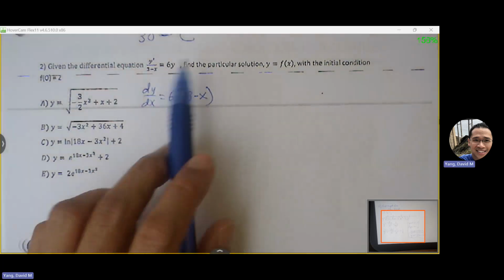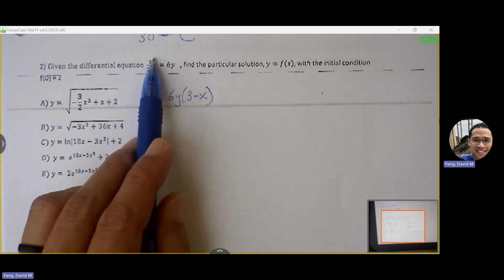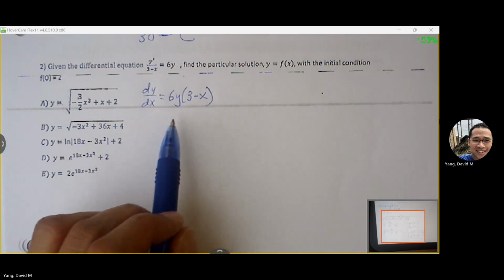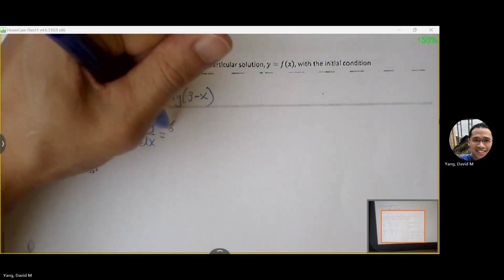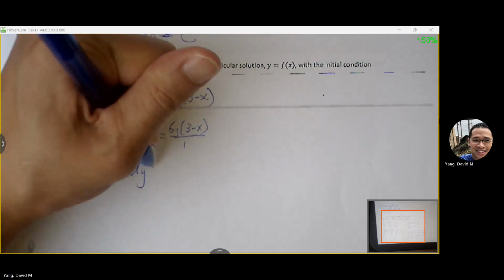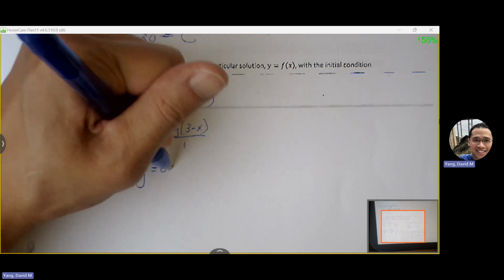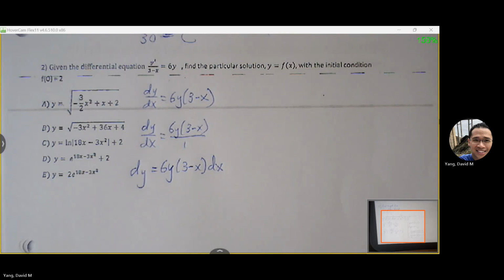Maybe for number two, you may want to cross multiply first and then replace that y prime with dy over dx. That way you don't have to deal with what looks like a complex fraction. And then cross multiply from here. Again, the parentheses are there to help us. We usually don't want to distribute through.